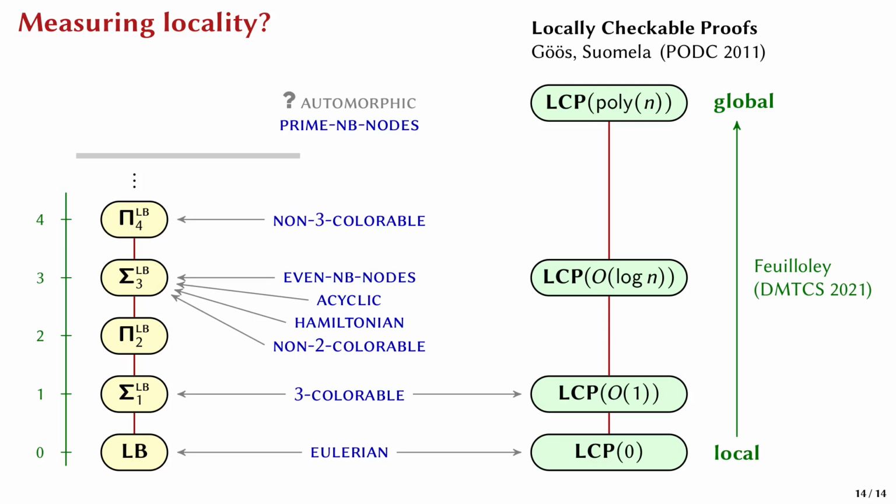Let's look at the properties we placed at level 3 on the left. Remember, we did this using spanning trees. Now in the right hierarchy, these properties all fall into the logarithmic class. And that's because logarithmic size certificates allow Eve to encode a spanning tree. And by using globally unique identifiers, she can also convince the nodes that her spanning tree is correct.